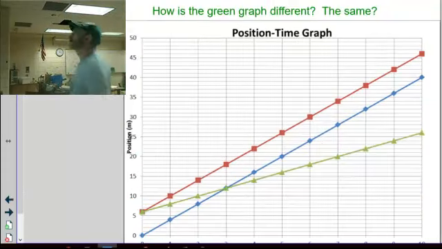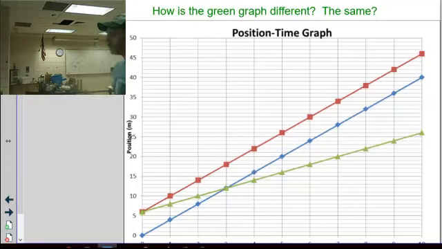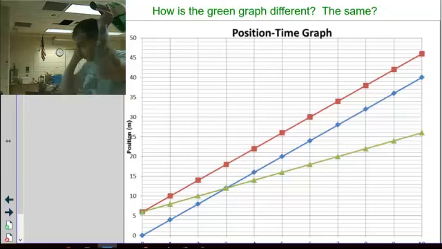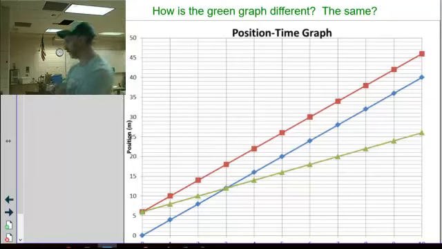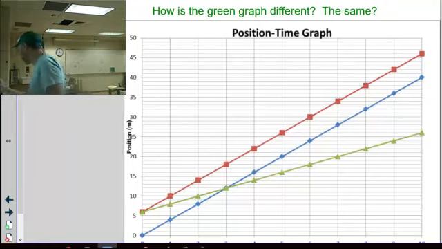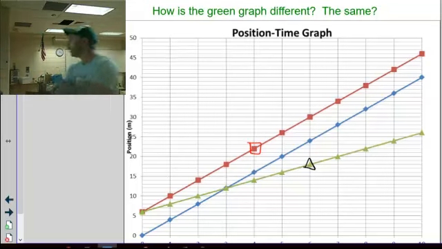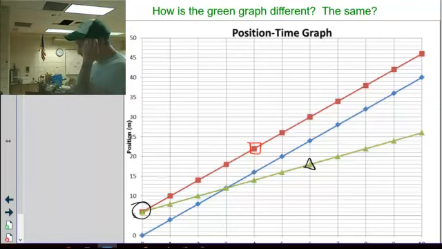Okay? All right. How is this green graph different? Well, pause it and see if you can come up with an answer. All right. So I'm going to assume you've done that. So let's compare the red and the green graph. If for whatever reason you are maybe colorblind, the green graph has triangles, the red graph has squares. Okay, so they both have the same starting position, right? The only difference is the slope, right? And the green one is a smaller slope, right?